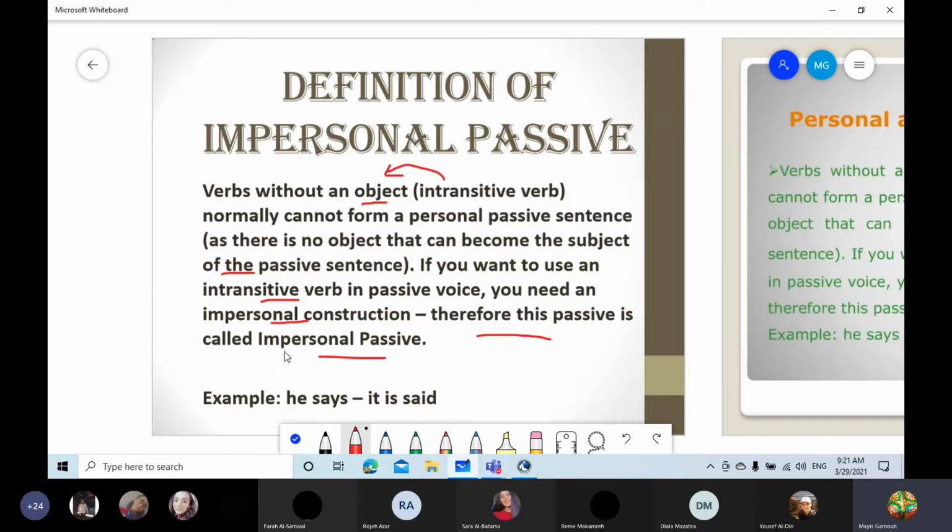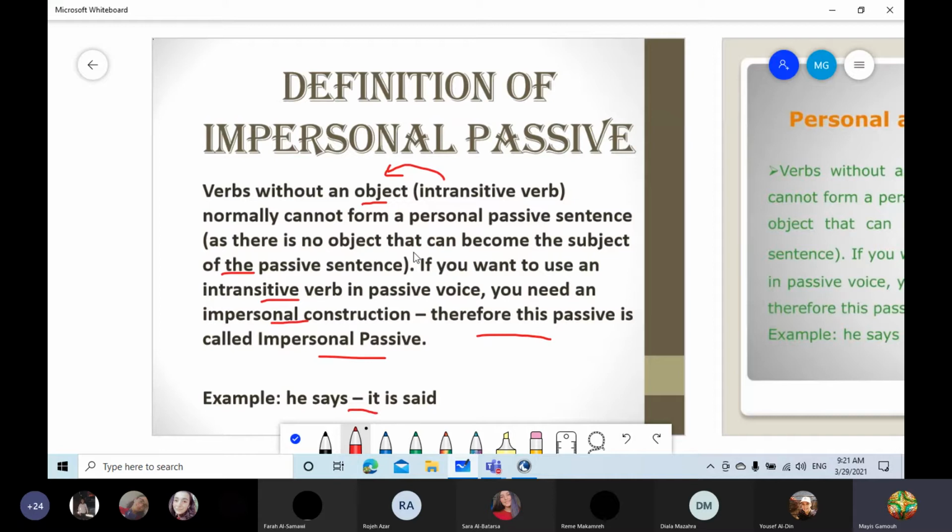And what do I mean by impersonal? We said that personal means personal. Impersonal is the opposite of it, which is the passive voice but not personal. And here we have an example. He says, it means he said. What did he say? Here we do not have a transitive verb. We have an intransitive verb. So here it will become, in the passive voice, it is said.